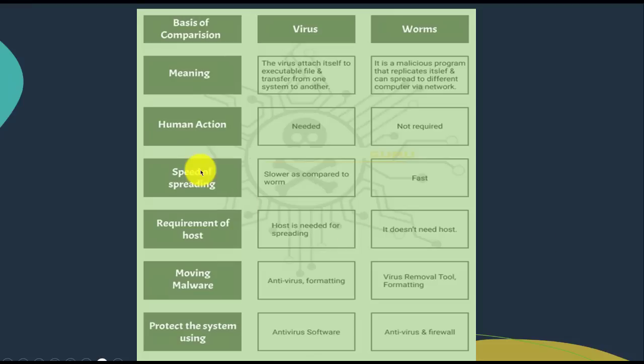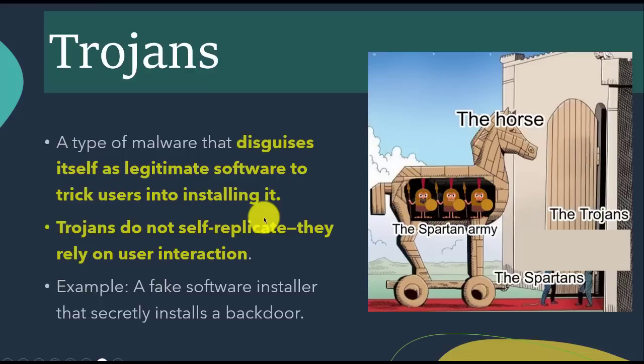Let's look at a few more details here. So the meaning, the virus attaches itself to an executable file. I've told you an executable file is the one that will execute a program and transfer from one system to another. Worms, you can see this one. Human action is needed here. Worms, they don't require you to do anything. As soon as they enter and get a foothold, they start moving. The speed of spreading, this one is slow, but this one is extremely fast. Okay, let's go on. Let's now move on to what are called Trojans.